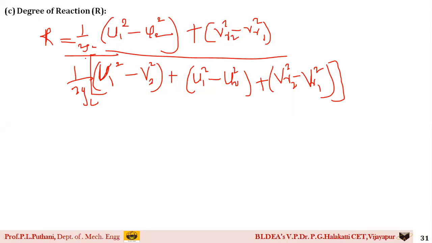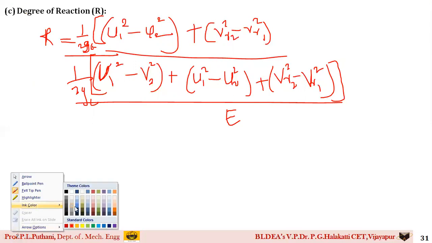If you observe carefully, the denominator part, all these terms are representing which equation? They are representing the energy equation E. In the numerator, please observe carefully. In the numerator, this is 1 by 2 GC. What I will do here is a small manipulation in the numerator part also. Please observe carefully.